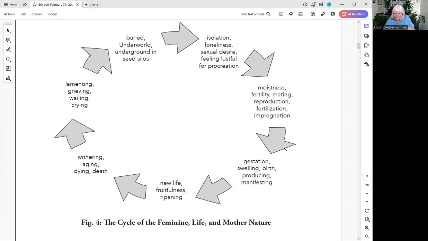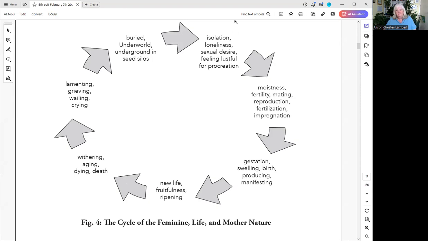And from that, we get gestation. We get the swelling of the pod or the swelling of the human tummy, the birth, and we get a process which produces or manifests the next life. Then it moves on to that new life, to fruitfulness and ripening, the harvest, and eventually it becomes the withering, the aging, the dying, the death, and it goes through into the lamenting again.